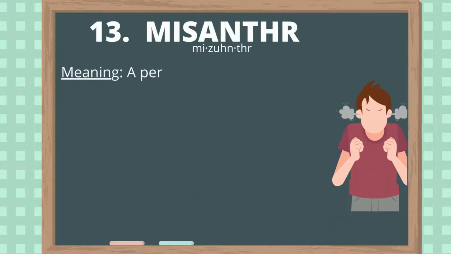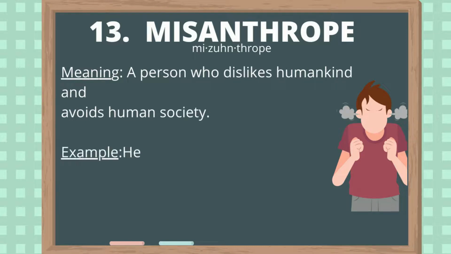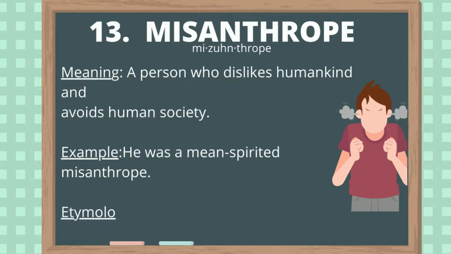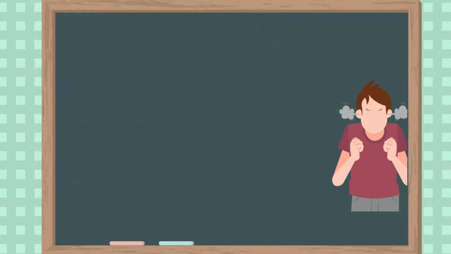Number 13. Misanthrope. A misanthrope person is someone who dislikes humankind and avoids human society. For example, he was a mean-spirited misanthrope. Misanthrope has been derived from a Greek word misanthropos, which means hating humankind.